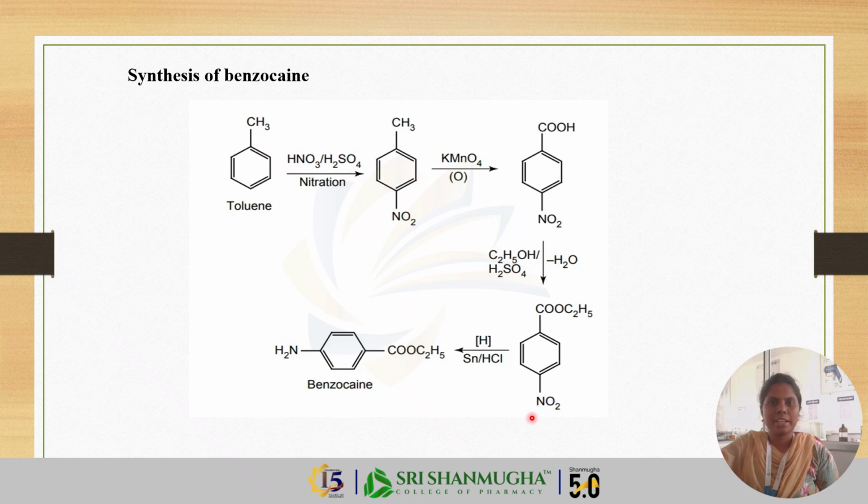Finally, the nitro group is reduced using tin and hydrochloric acid. This reduction converts the nitro group into an amino group, resulting in the final product, benzocaine. So this is the synthesis of benzocaine. Benzocaine is widely used as a surface local anesthetic to relieve pain in minor medical and dental procedures. These are the uses of benzocaine.